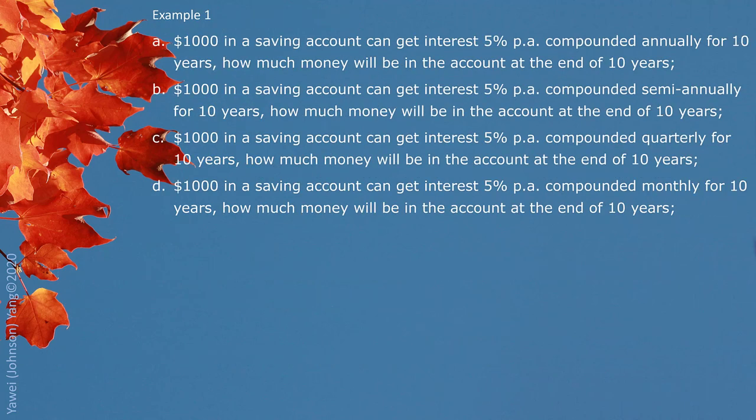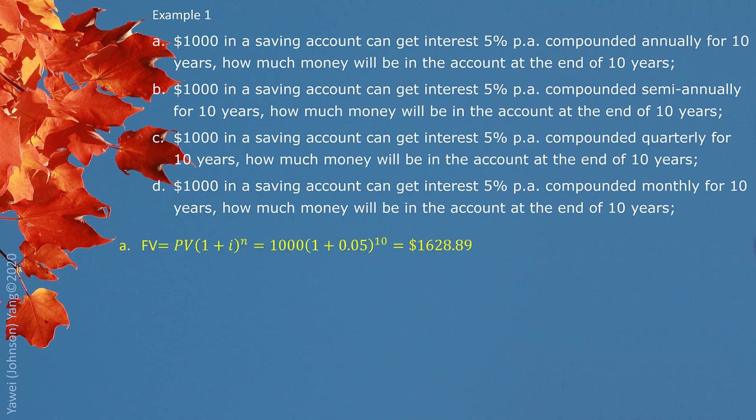Example 1. $1,000 in a savings account earns interest of 5% per annum, compounded annually for 10 years. How much money will be in the account at the end of 10 years? For part B, the compounding period changes to semi-annually. The other information is the same. Part C, the compounding period changes to quarterly, and part D to monthly. So we can look at the differences from this example.